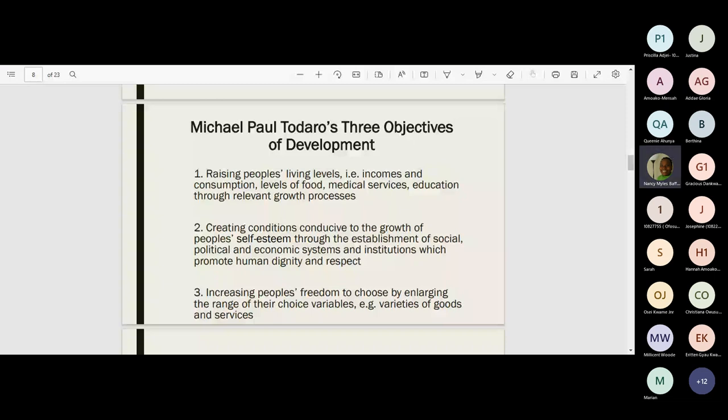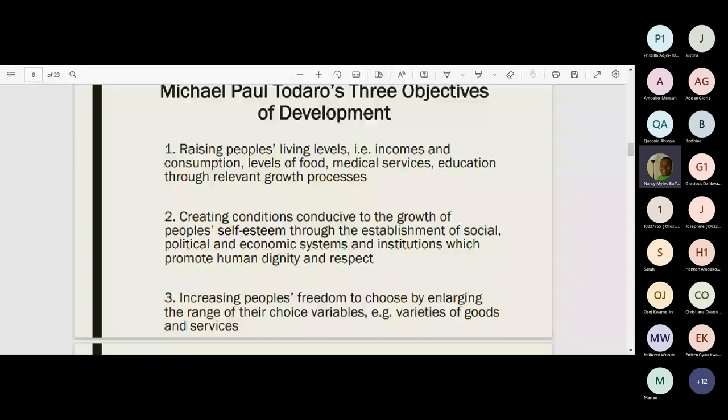That's one. Two, if someone else wants to, keep your hand up. Two, creating conditions conducive to the growth of people's self-esteem through the establishment of social, political, and economic systems and institutions which promote human dignity and respect. If someone were to explain this point in one or two words, in a simple way, I want to see if you can use a keyword to focus on point two. Point one looks at something that seems like tangibles, economic. What point do you think point two is emphasizing in Todaro's views?